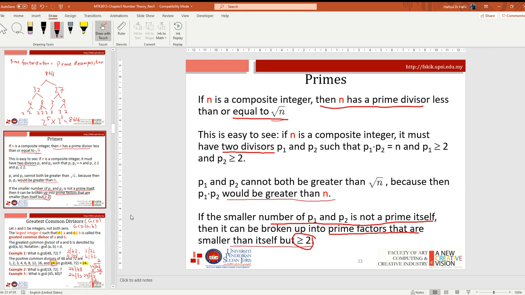Another condition is that p1 and p2 cannot both be greater than the square root of n, because then p1 multiplied by p2 would be greater than n. If the smaller of p1 and p2 is not prime itself, then it can be broken up into prime factors that are smaller than itself but must be greater than or equal to 2.